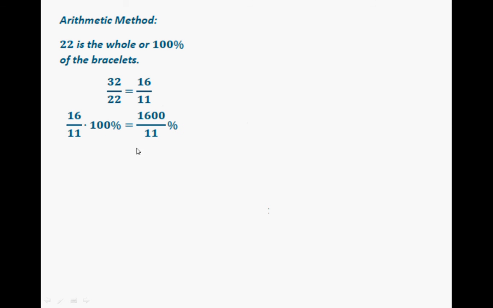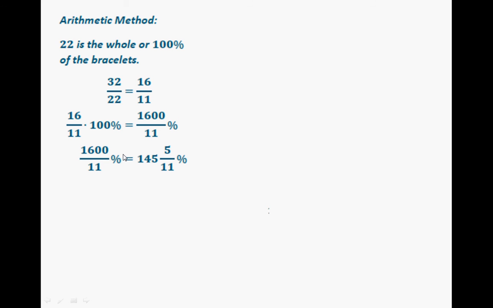So let's do the arithmetic method. Again, 22 is the whole, or 100% of the bracelets. So the part is 32. And so we put the part over the whole, which is 32 over 22, which can be reduced to 16/11. Now we need to convert that into percent. So taking 16/11 times 100%, we get 1600 over 11%, because 16 times 100 is 1600.